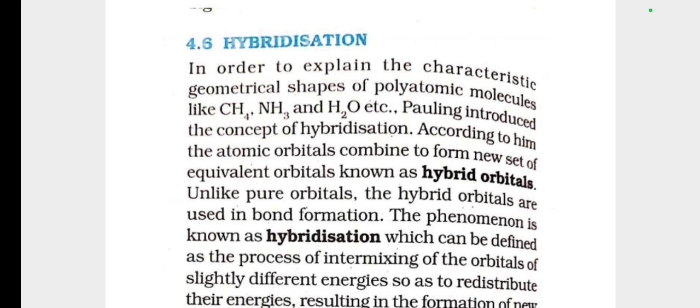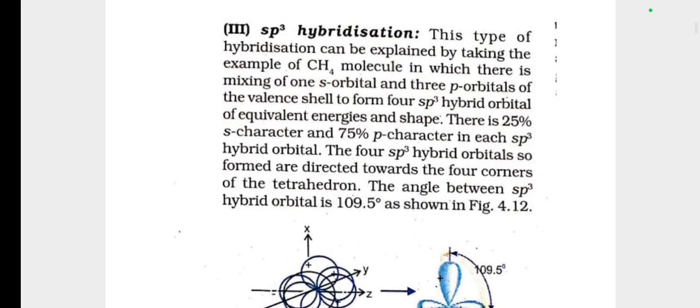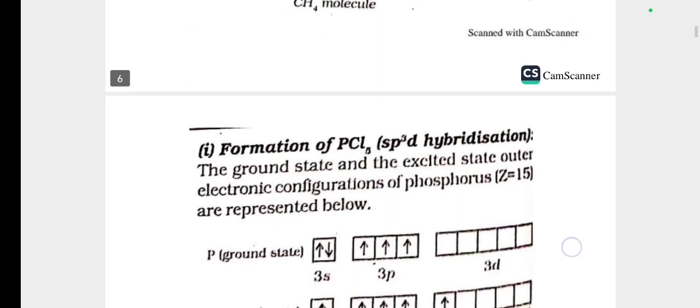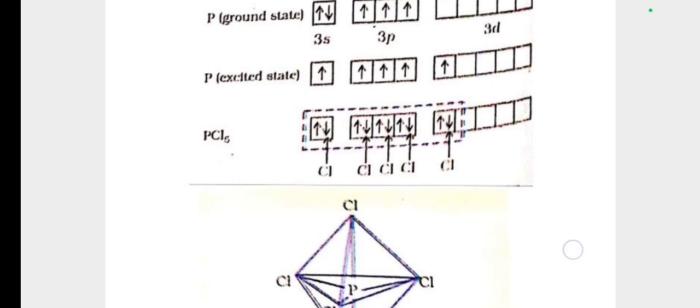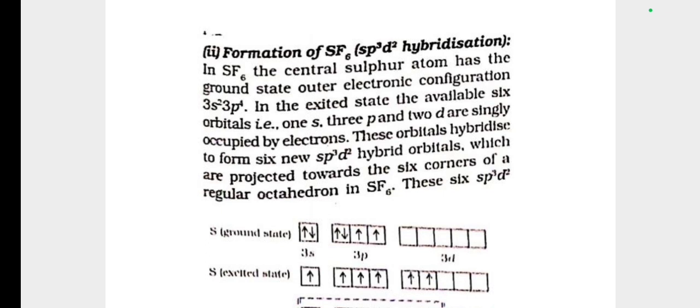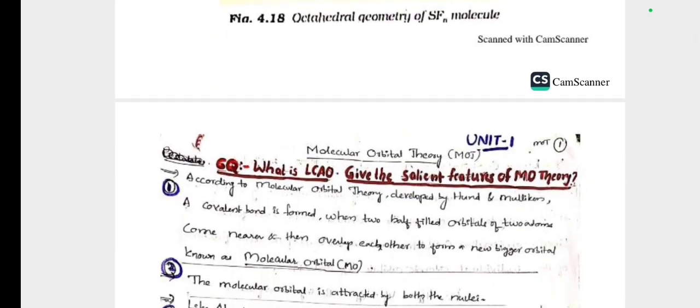Hybridization we use to explain the shapes of different types of molecules. Some shapes not explained by VSEPR theory are explained with the hybridization concept. Remember some examples. sp3 hybridization, take CH4. This is sp3 hybridization. Practice the diagram. sp3d hybridization, remember PCl5, trigonal bipyramidal geometry. sp3d2 hybridization, SF6. Practice the diagram of octahedral. Okay, that is the hybridization concept.